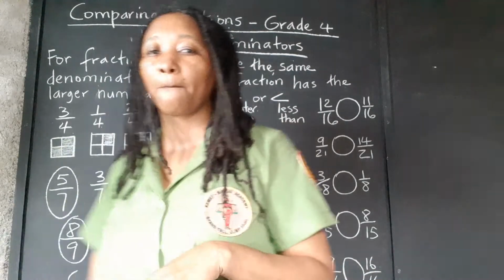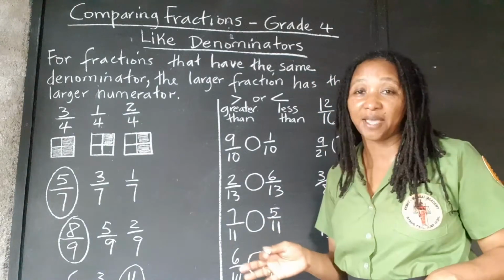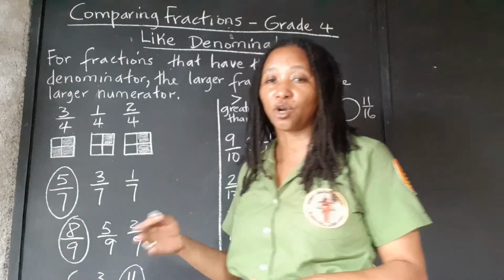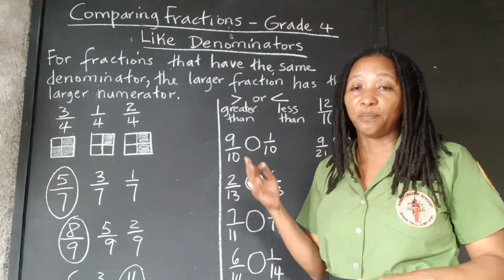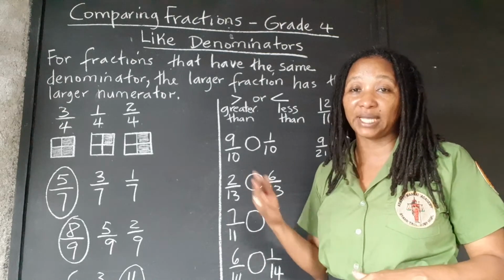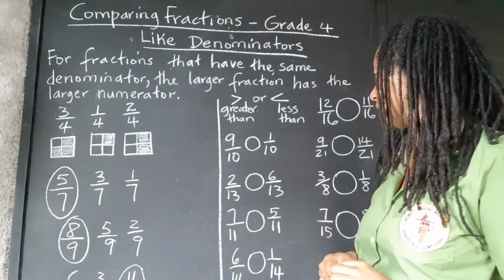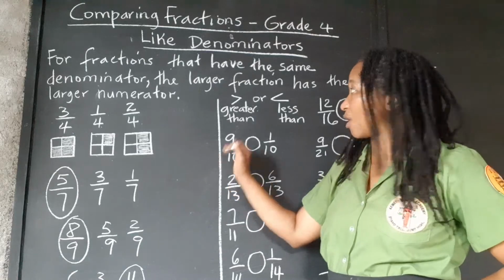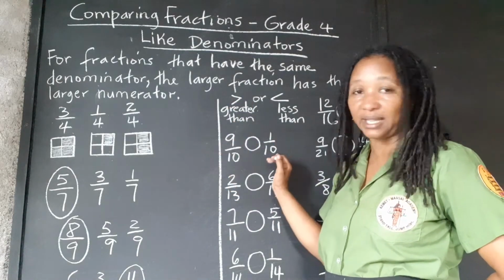Okay, so let's now compare the fractions. They all have the same denominator, so it's going to be a breeze for us to compare them. We simply look at the numerator, and the bigger numerator represents the bigger fraction once the denominators are the same. So if the fraction to the left is bigger, we're going to put the greater than sign to say this one is greater than that one.